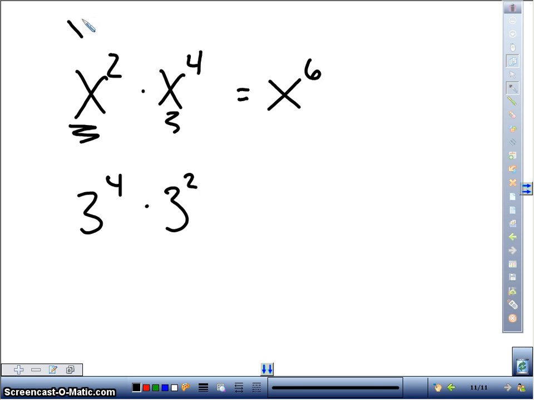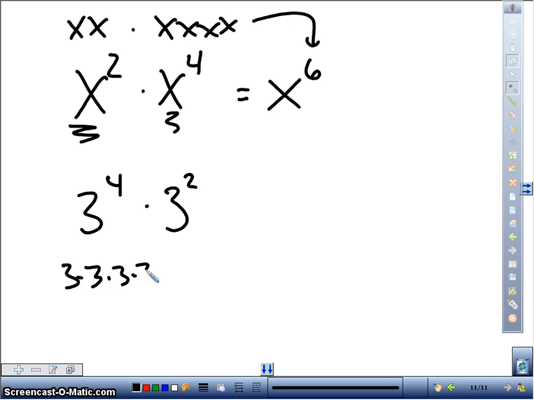And remember we talked about it, it's x times x times x times x times x times x. And how many x's does that give you? It gives you 6. Same deal here. It's 3 times 3 times 3 times 3 times 3 times 3. I got a couple 3's there and I got 4 3's here. And so that really gives me 3 to the 6th power.